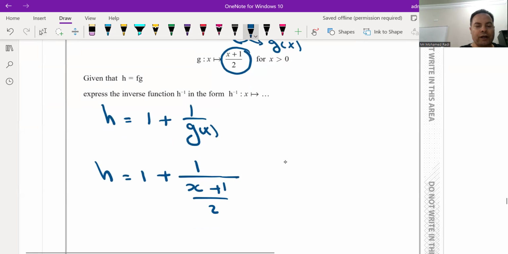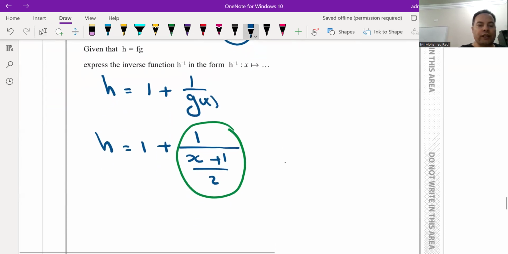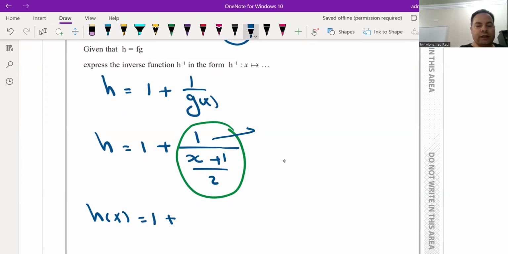You can simplify the second fraction, especially this part, by multiplying up and down by 2. So h of x is equal to 1 plus, multiplying the numerator by 2 and the denominator by 2, so it will be 2 divided by x plus 1.